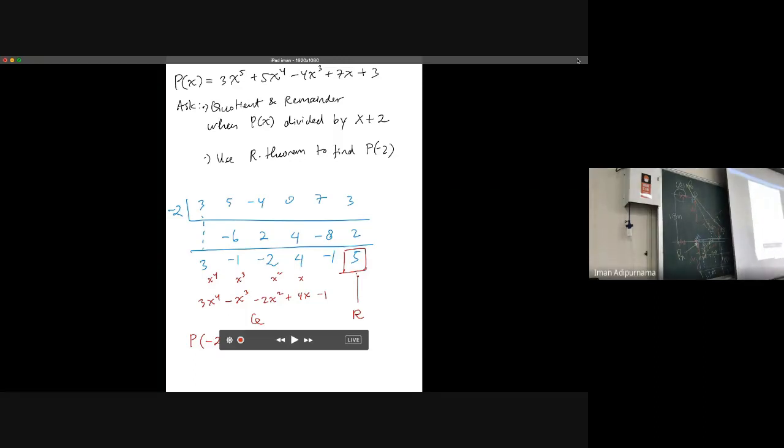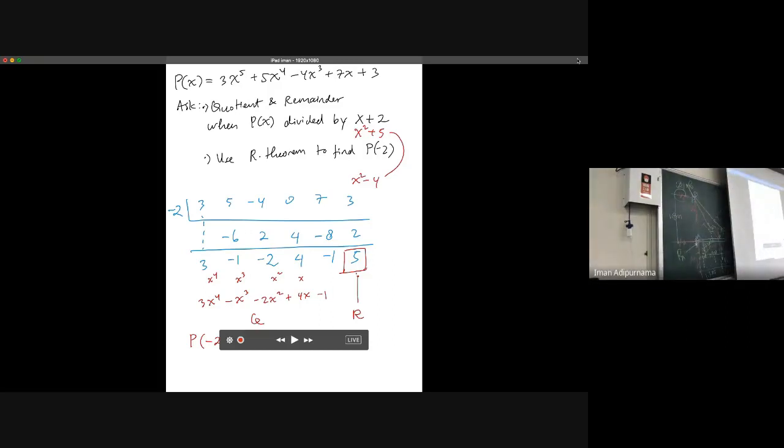Anything else? If this is divided by x squared plus 5, can you use the same method? Can you use the same method? No. But if you have x squared minus 4, you can use the same method.